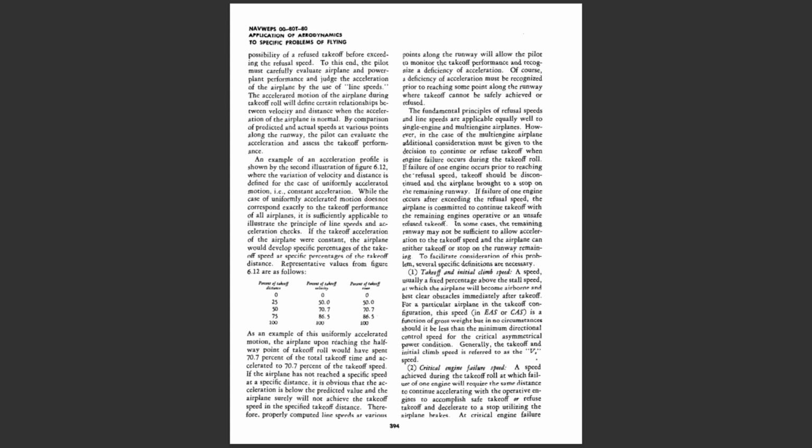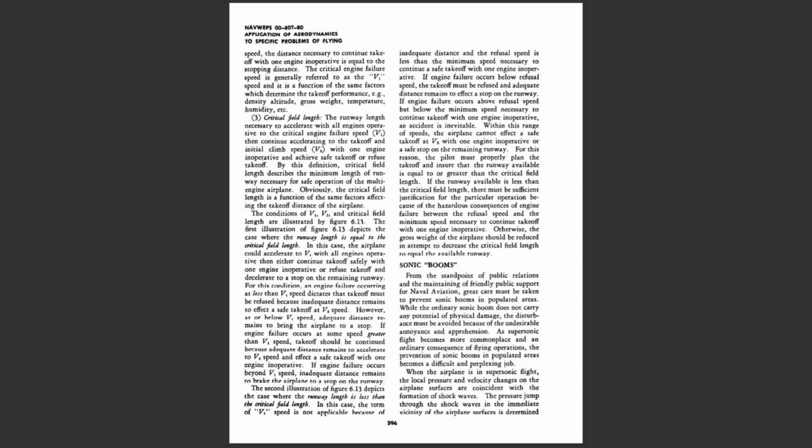2. Critical engine failure speed. A speed achieved during the takeoff roll at which failure of one engine will require the same distance to continue accelerating with the operative engines to accomplish safe takeoff, or refuse takeoff and decelerate to a stop utilizing the airplane brakes. At critical engine failure speed, the distance necessary to continue takeoff with one engine inoperative is equal to the stopping distance. The critical engine failure speed is generally referred to as the V1 speed, and it is a function of the same factors which determine the takeoff performance, e.g., density, altitude, gross weight, temperature, humidity, etc.